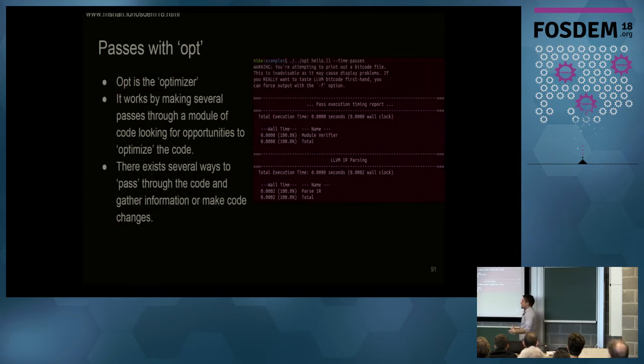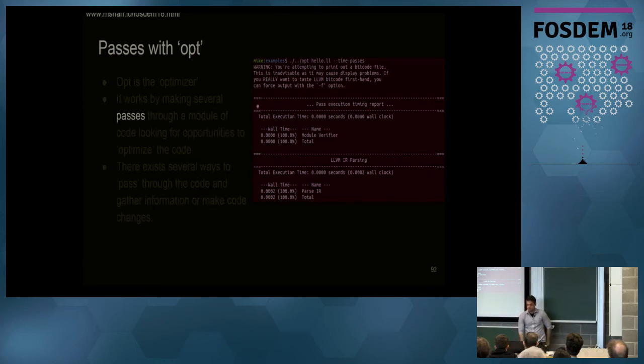So I want to introduce the idea of passes with the opt tool, or the optimizer. Just as your compiler might look through the source code many times to build your program, the optimizer can cycle through your source code or the bitcode many times, looking for opportunities to optimize. There are several different ways that we can do this, again focusing on passes.